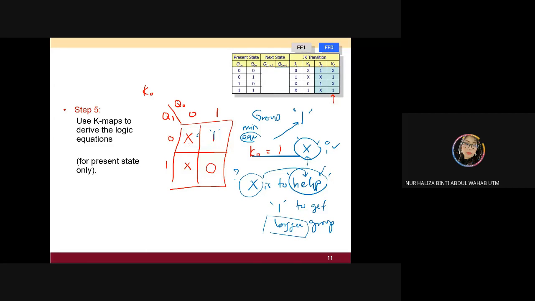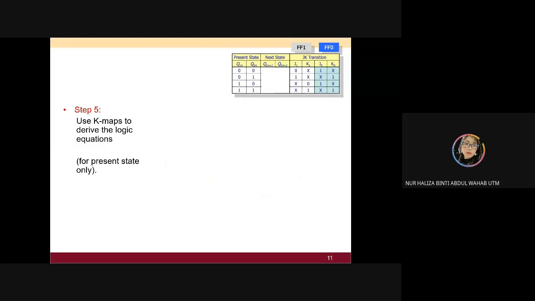I can see there is another x. Can I group like this? No, I can't. So that's why I can group like this only. So what happened to this? I just ignore it because it doesn't help anything. So I assume it to be 0. So that is the purpose of x. If you still don't know about that.